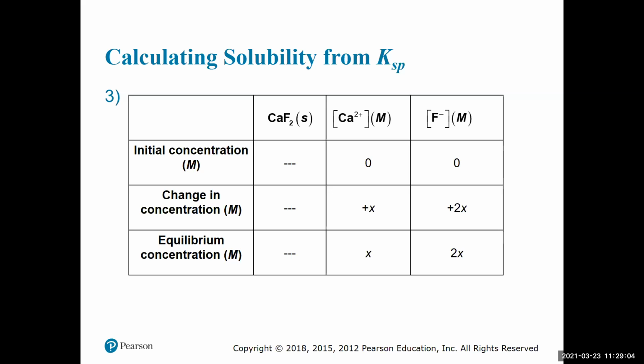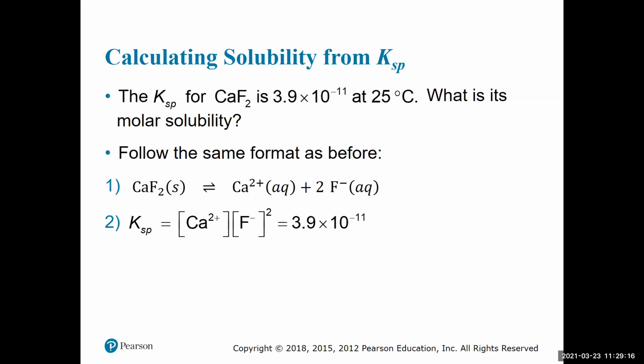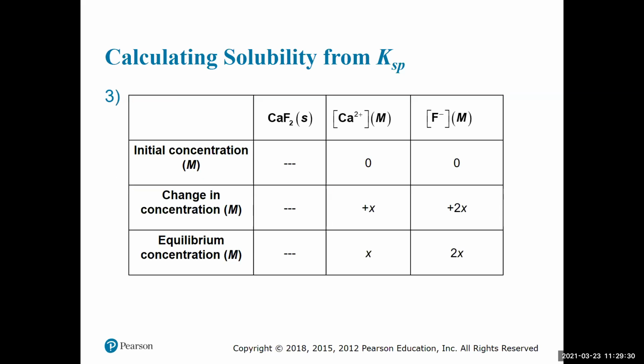And then we have some change, and some amount of calcium is going to dissociate, some amount of fluoride ion. It's 2x because we go back and look at our stoichiometry on our problem, and for every mole of calcium +2, we get 2 moles of fluoride ion. So that's why we have +2x in the change box for fluoride ion. And then at equilibrium, calcium is going to be that x value, and fluoride is going to be 2x. So now we can use those values to plug into our KSP expression.